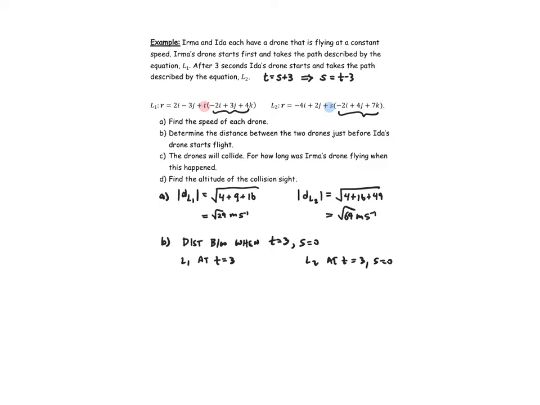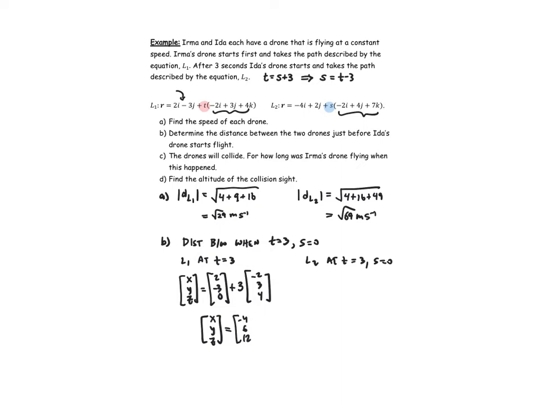Okay, so if I were to sketch this out, let's go to this point, we'll call it x, y, z. L1 would be equal to 2, -3, 0, that's the initial position of the drone for Irma, plus time t equals 3 times the direction vector, which is -2, 3, 4. What that comes out to give me is this point, the location of the drone after 3 seconds, which comes out to be, it looks like, -4, 6, and 12.